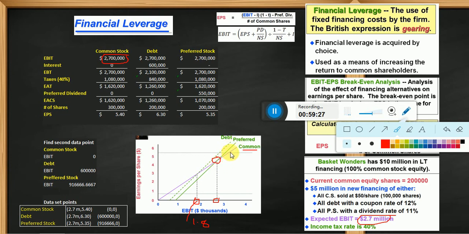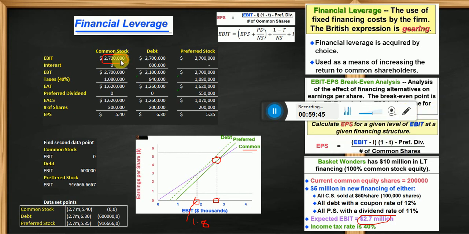It means in the 2.9, in the 3 million, in the 3.1, and after this point the preferred dividend is dominated. Let me check it. For example, I just make it 3 million, or 2.9 million. So let me make it 2900,000 between the common stock. This is the comparison between the common stock and the preferred stock.